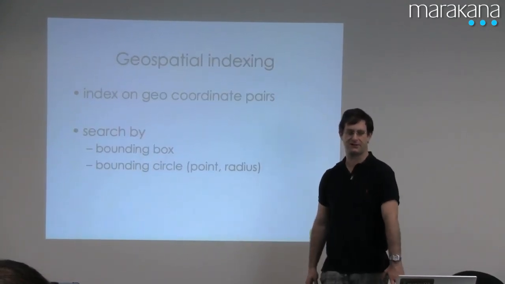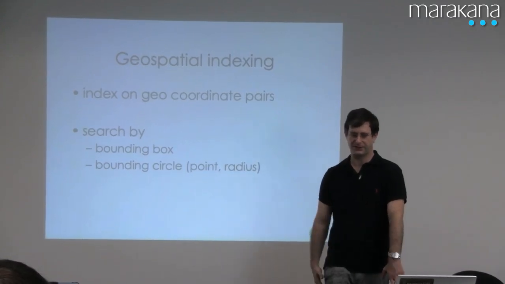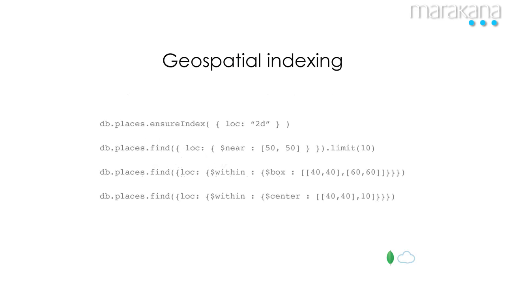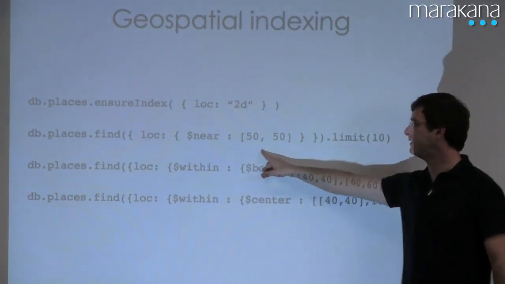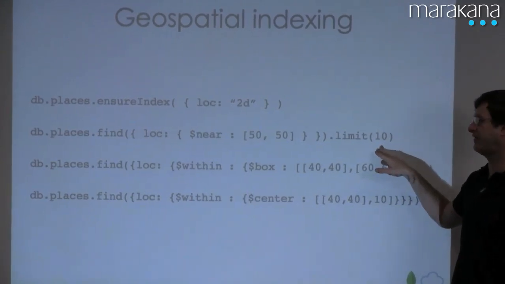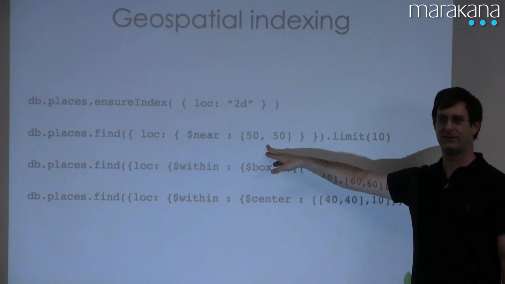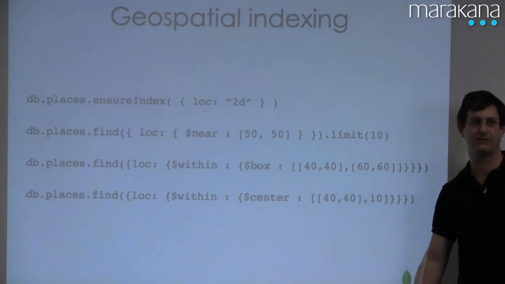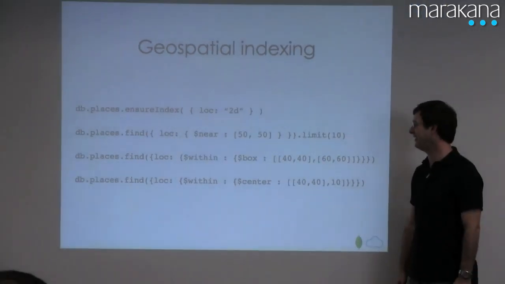Okay, geospatial indexing. Let me talk about this for a sec. Like I mentioned, you can index on latitude, longitude pairs, and then you can do searching by a bounding box or searching by a bounding circle. Here's an example. So in our post, if we had a field called loc or location, you can place an index on location. You can then do 3 types of searches. This would basically show me the 10 closest things to this point. So show me the 10 closest places in the database to the point 50-50. And I don't actually really know where 50-50 is, but it's somewhere.